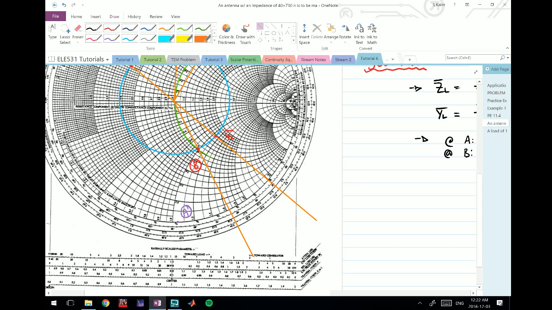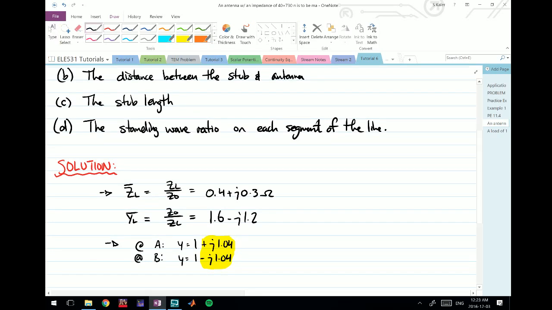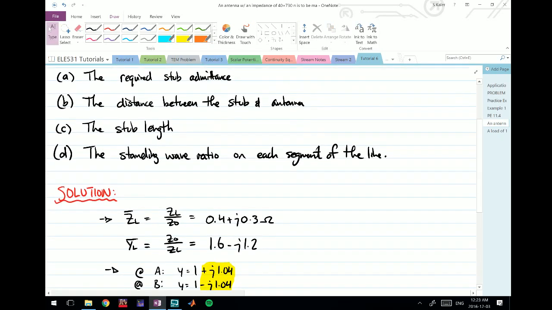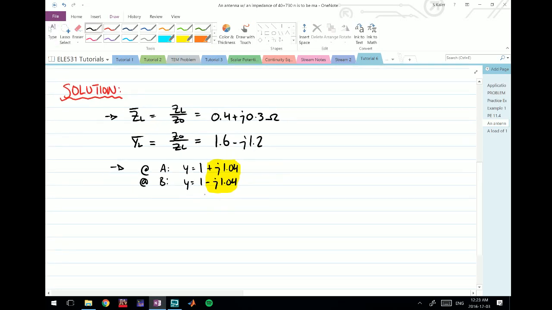And I'll do the same thing from the origin through this point. Okay, so now we start finding our lengths and such. But I think we can actually solve this part before that. So yeah, part A asks for the required stub admittance. So the required stub admittance we're going to call ys. This thing here is essentially ys. So we're going to say that ys normalized is going to be plus minus j 1.04.